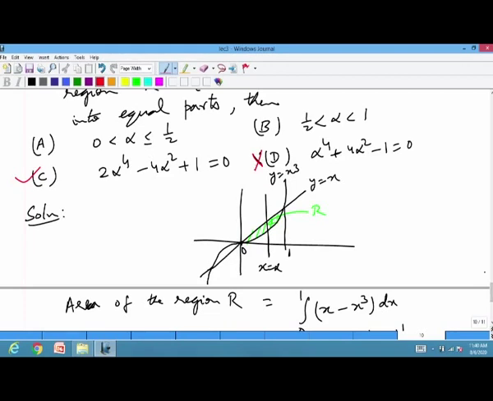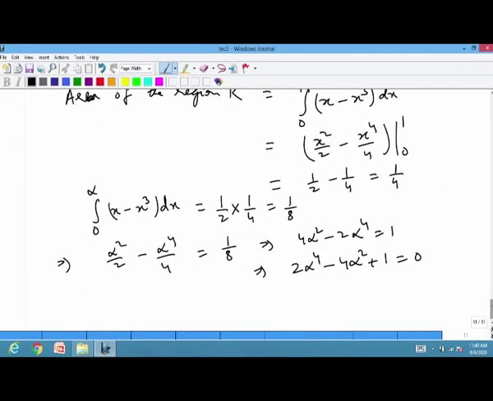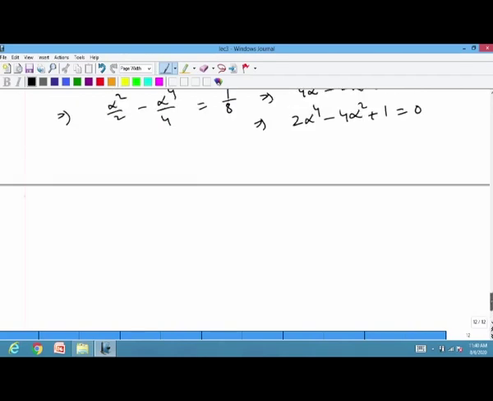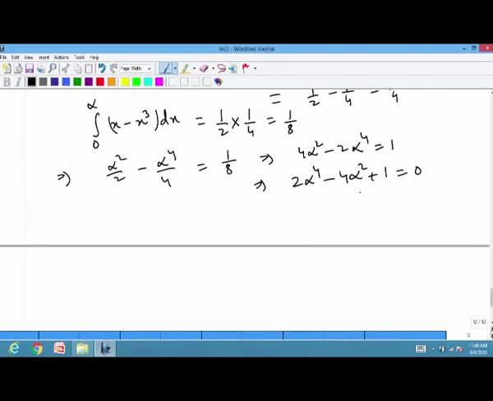Now, what about option A and B? So, one way is that this equation is quadratic in alpha square. So, we can solve for alpha square from this equation and hence get the value of alpha.